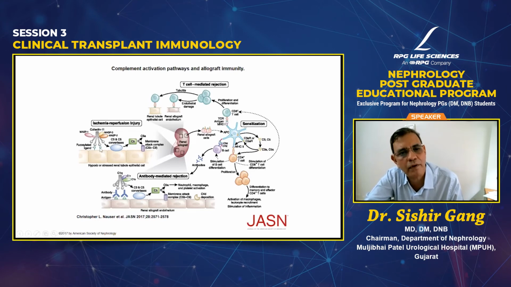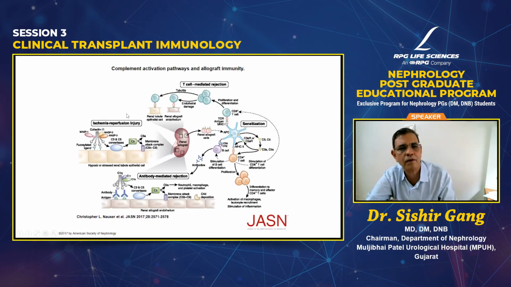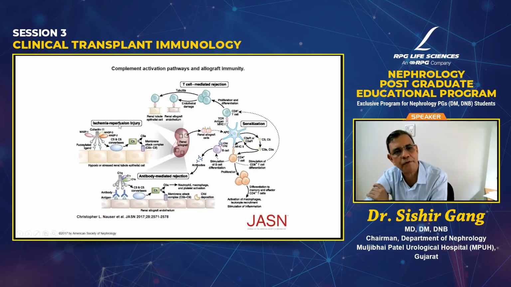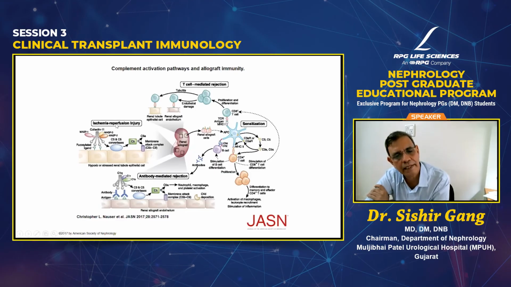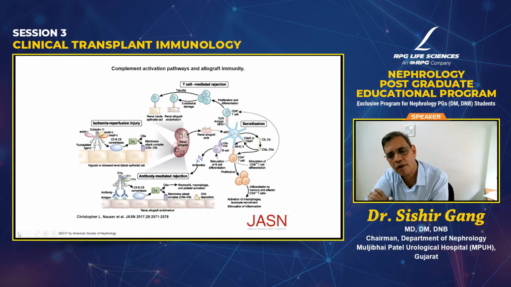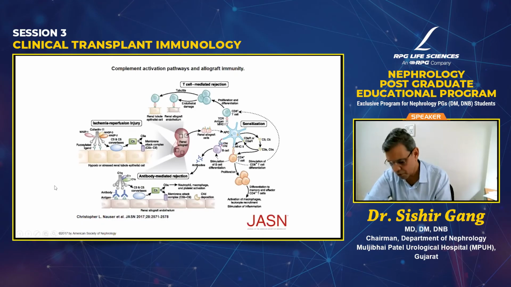Again, it is important to recognize that complement is also important for ischemia reperfusion injury, especially the MBL-MASP3 pathway is important for the activation of the complement. So anti-complement therapy is sometimes also used to prevent ischemia reperfusion injury. But this, I think, is an overall schema of how the body responds to the allograft which is put in and what we can do about it.